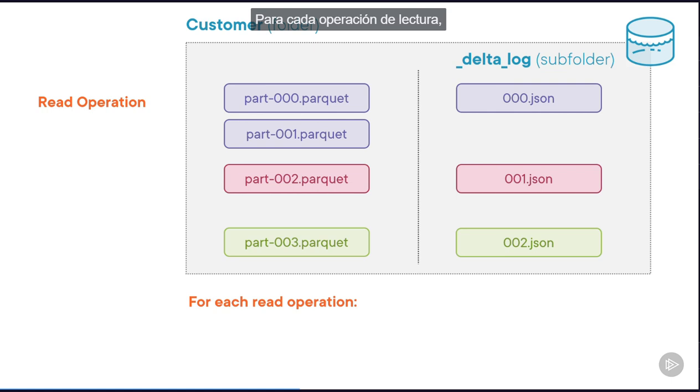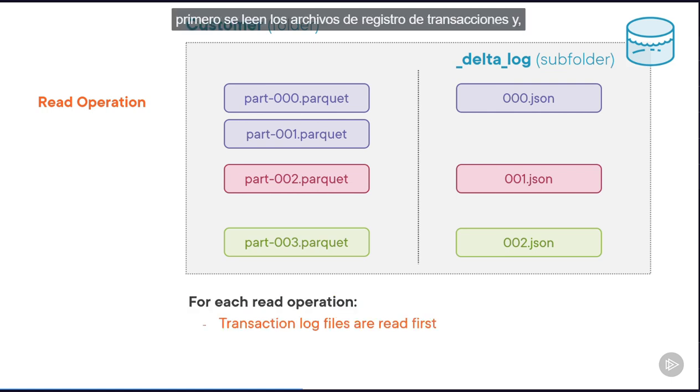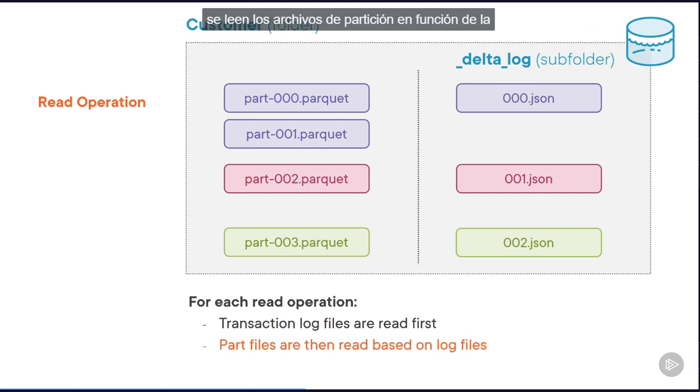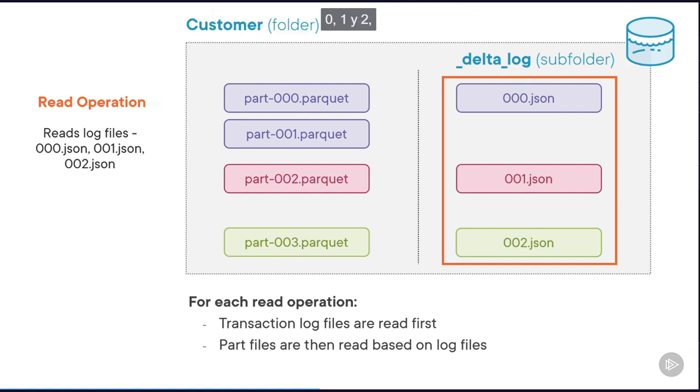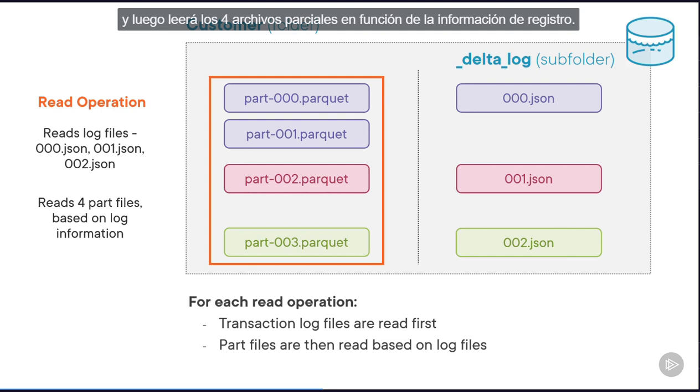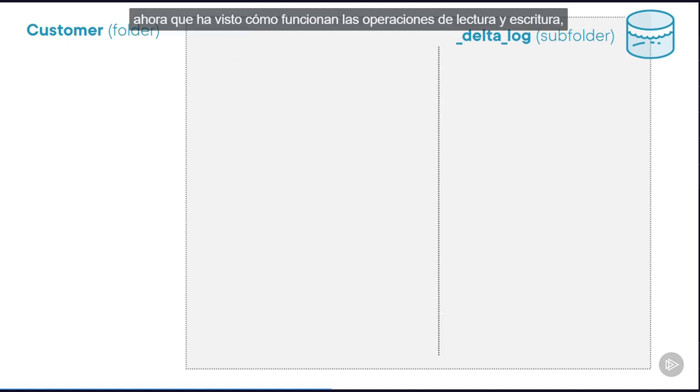For each read operation, first transaction log files are read, and after that, partition files are read based on the information in log files. This means it will first read all the log files 0, 1 and 2 and then read all 4 part files based on the log information. Alright, now that you have seen how read and write operations work, let's dive further into transaction log.